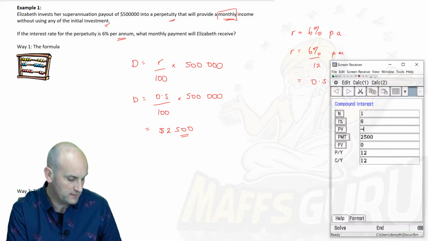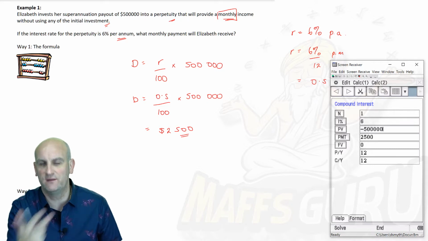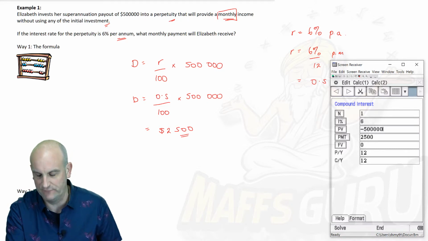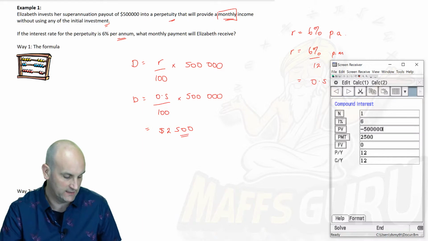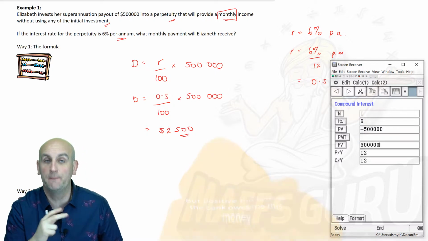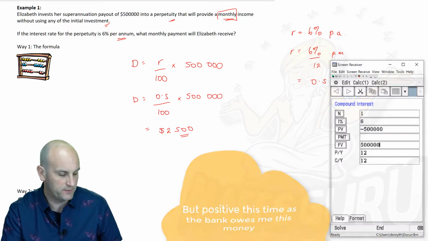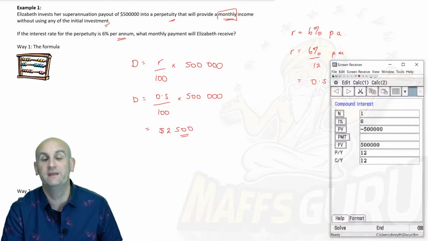Remember, my calculator does all the hard work for me. Principal value is minus 500,000. Remember, it's minus because we've given the bank that money. Sadly, I'm feeling fairly negative. I'd rather have $500,000 in my pocket, but the bank are going to look after it for me. Payment is what we're trying to find. Future value stays at 500,000 because with a perpetuity, we never use any of that. Payments per year 12, compounds per year 12 as well.